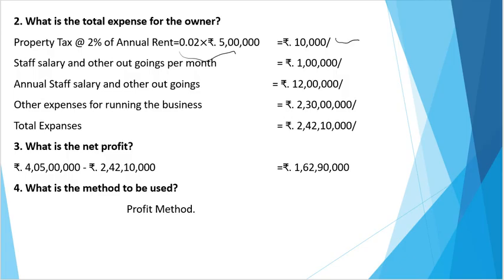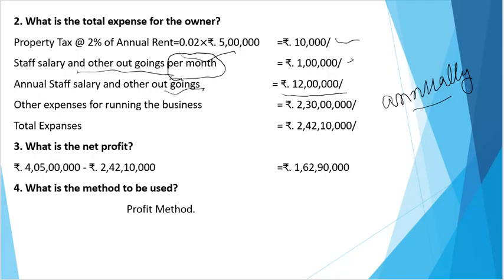Staff salary and other outgoings are given as 1 lakh per month. See here it is per month, so we have to do the calculation annually. Every calculation is to be done annually, so we will multiply it with 12. So the annual salary and other outgoings will be 12 lakh.